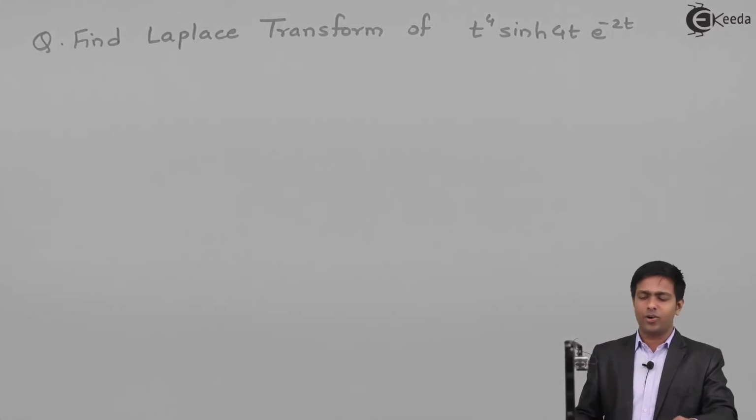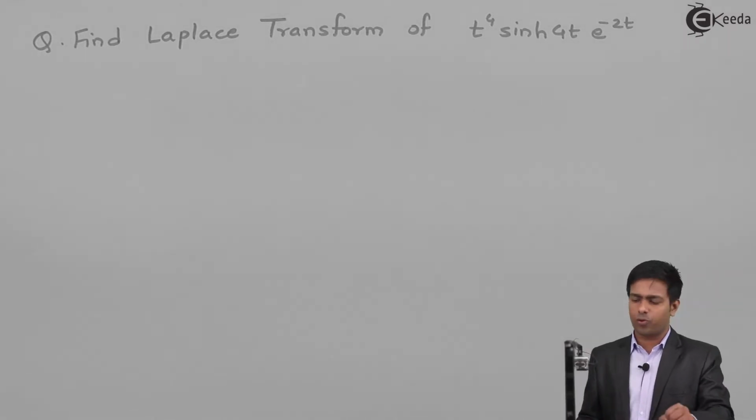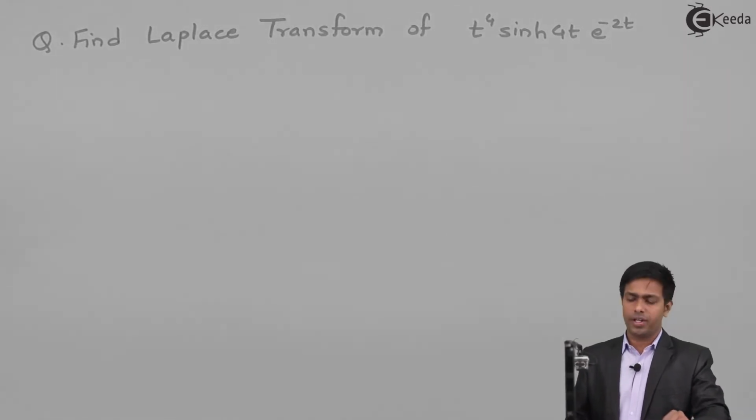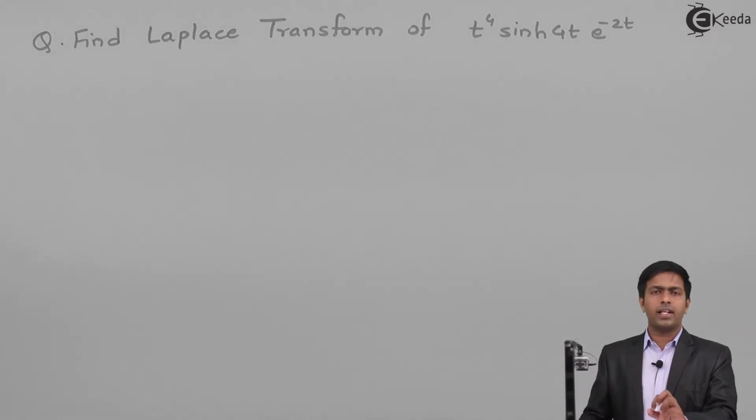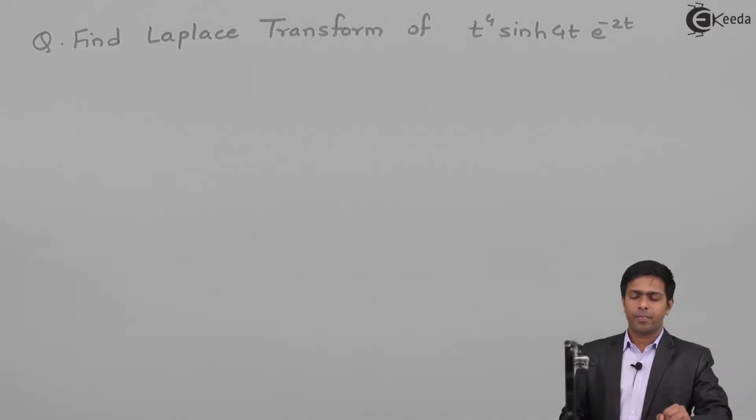Today we are going to find out the Laplace transform of t raised to 4 hyperbolic sine 4t into e raised to minus 2t. Now, how to get the Laplace of this function? So we have some standard formulas of Laplace, but if you observe carefully, then we cannot apply any of the formula directly to the function because it is not matching with the formula.